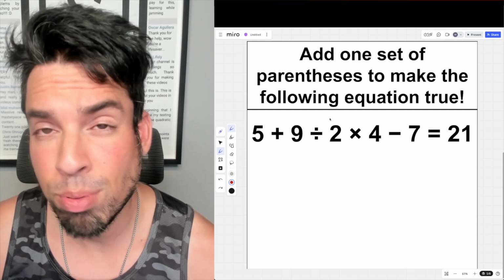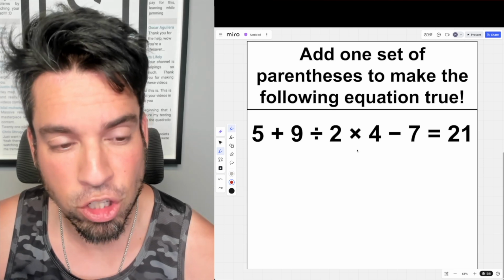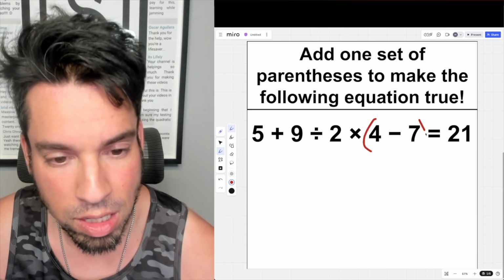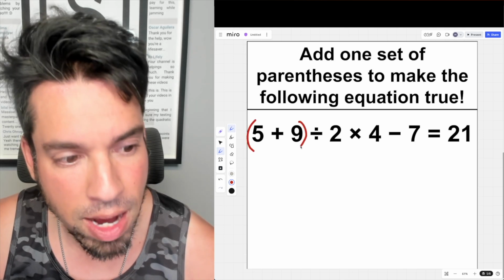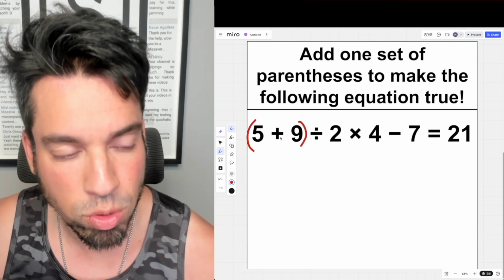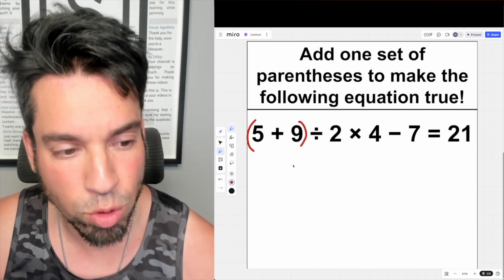So we need to add parentheses to change the order of operations. We kind of have two options. We could put them here or here, but the one that's gonna work is at the front. If I quarantine these two and do these first, we got 5 plus 9, which is 14.